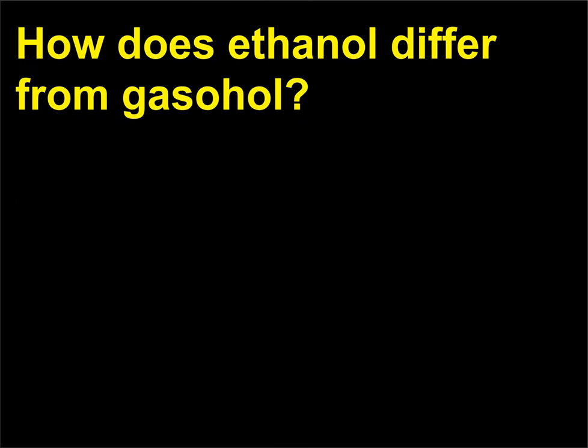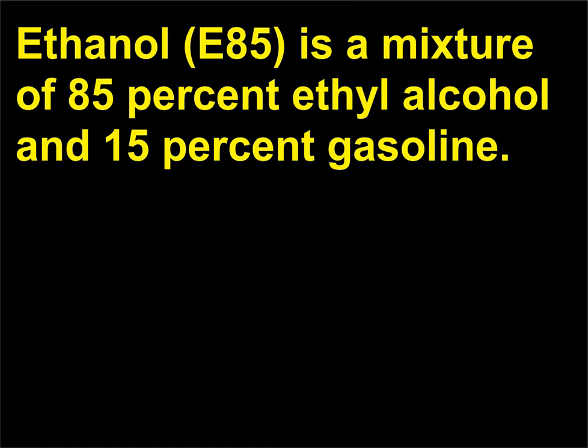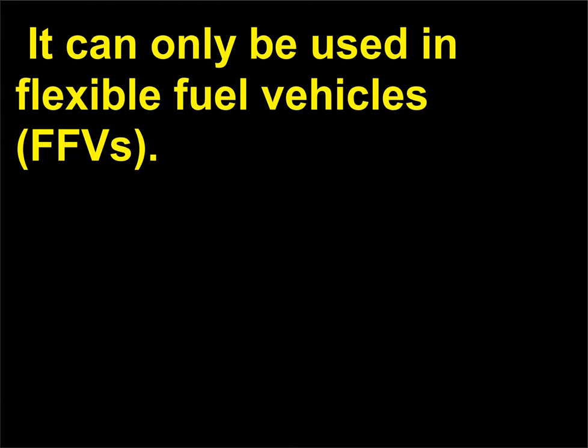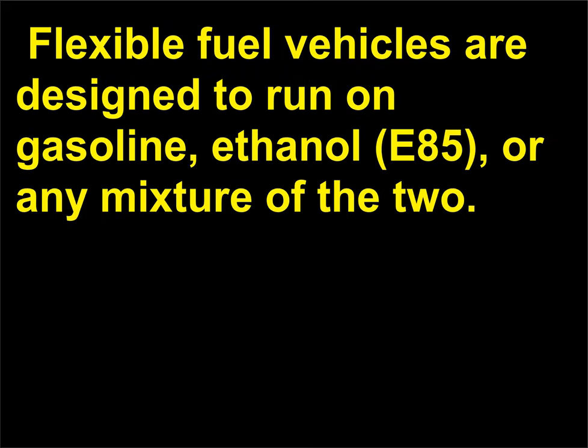How does ethanol differ from gasohol? Ethanol, E85, is a mixture of 85% ethyl alcohol and 15% gasoline. It can only be used in flexible fuel vehicles, FFVs. Flexible fuel vehicles are designed to run on gasoline, ethanol, E85, or any mixture of the two.